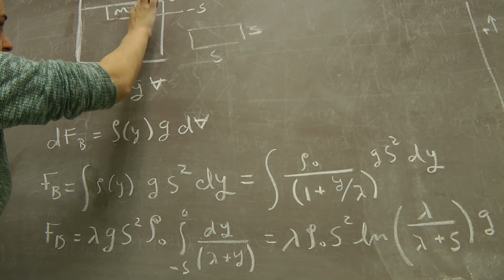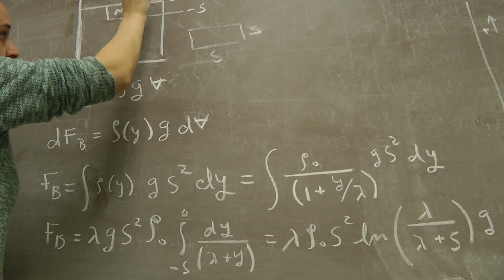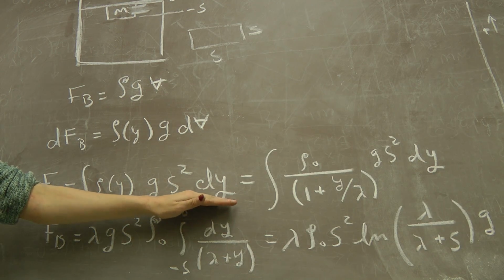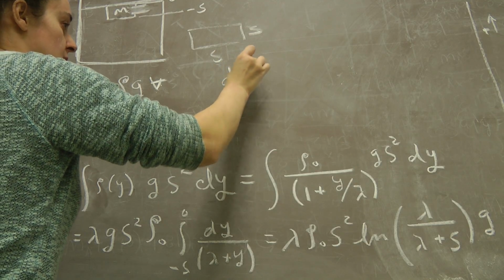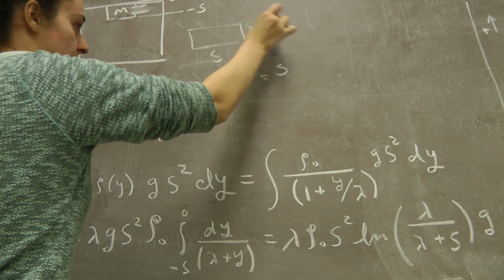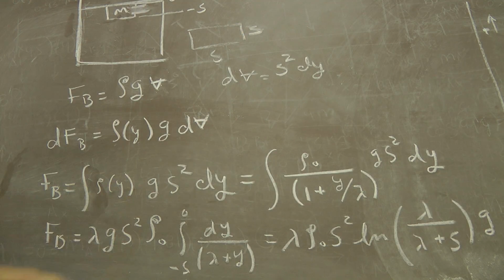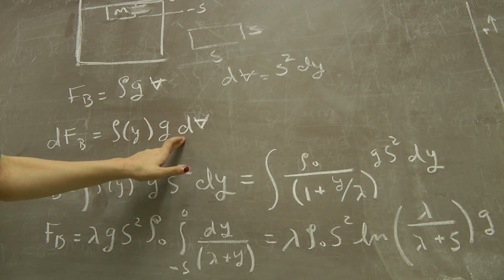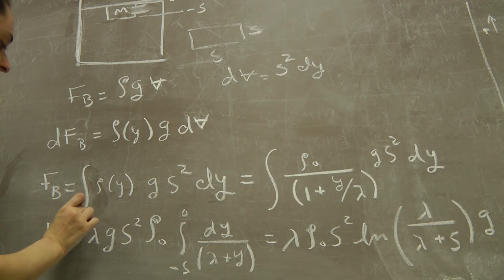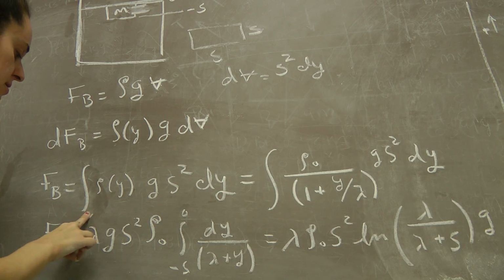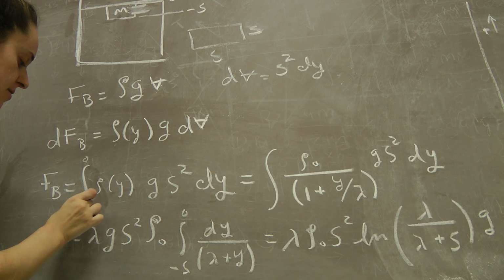But what's going to change is this differential dy. So we're going to say that dV is equal to this S by S, so S squared, times dy. So this is the top, this is the side view. We get S squared times dy is this dV. And we're going to go all the way from 0 to negative s. So let's make it easier on ourselves, negative s.